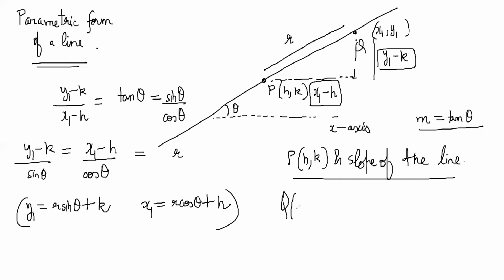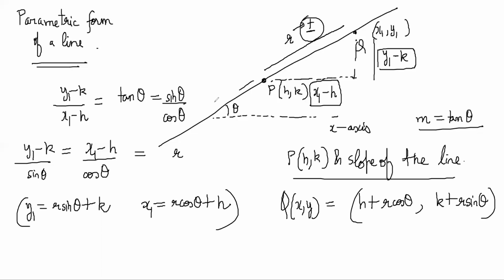any other point Q on the line, x comma y, can be written as h plus r cos theta, comma k plus r sin theta, where r is the distance between P and Q, right? And r can be plus or minus. So if you put minus, you will get points this side. You understand? So this rule and this logic is always correct, no? Because the PQ distance will be r cos theta, r sin theta along the line, right?